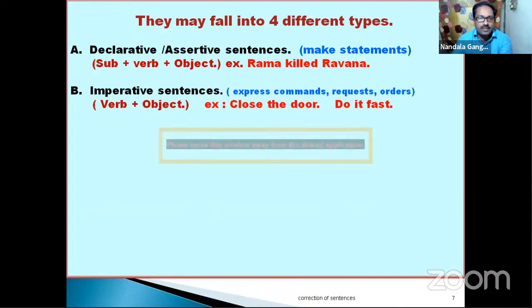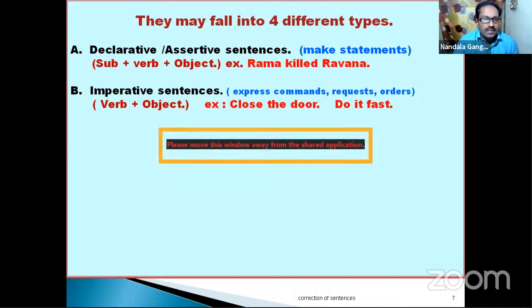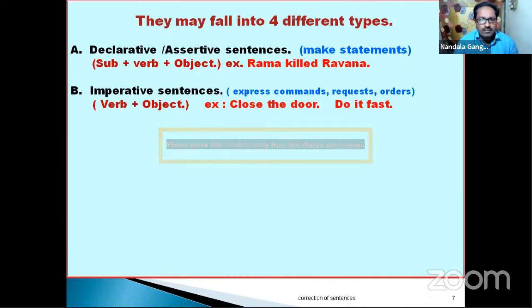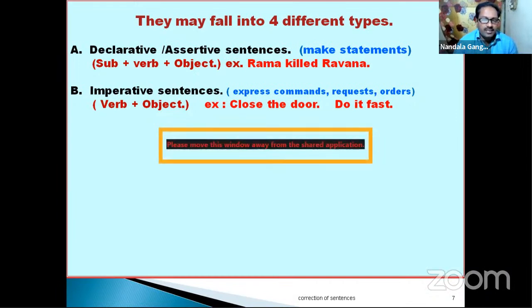Imperative sentences have this structure: they don't have a subject, they directly start with the verb plus object. For example, close the door, do it fast, make a move, post the letter, open the window. These are all imperative sentences. There is no subject, but even so, we have to imagine there is a "you" in the subject place.